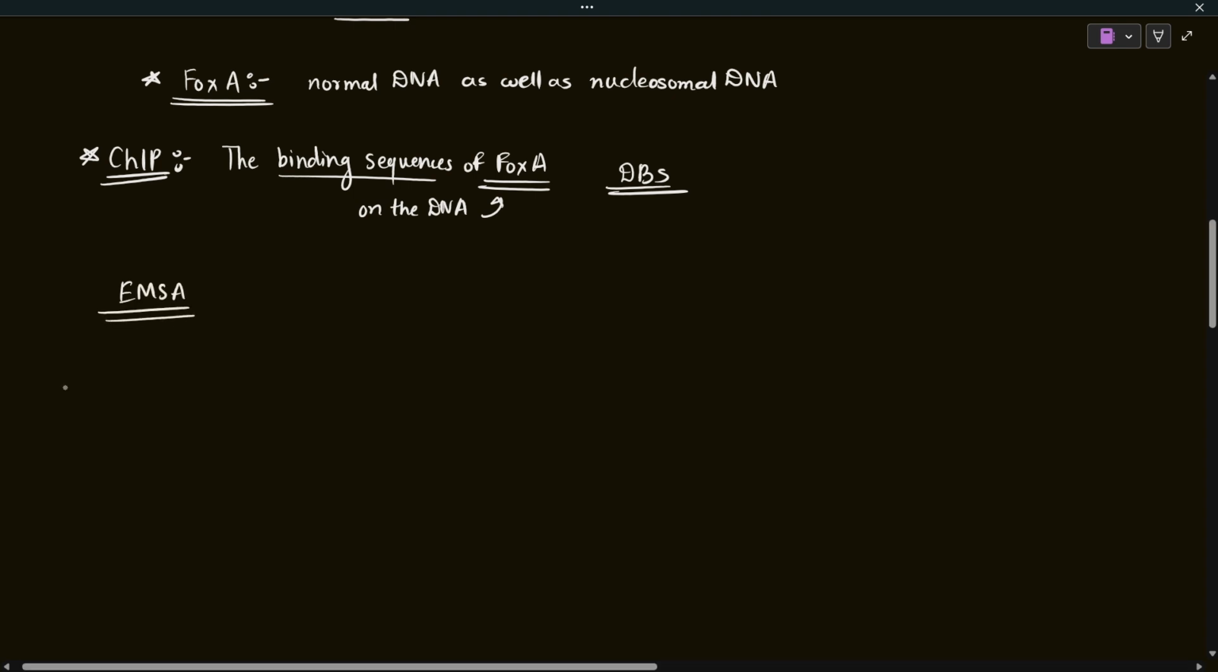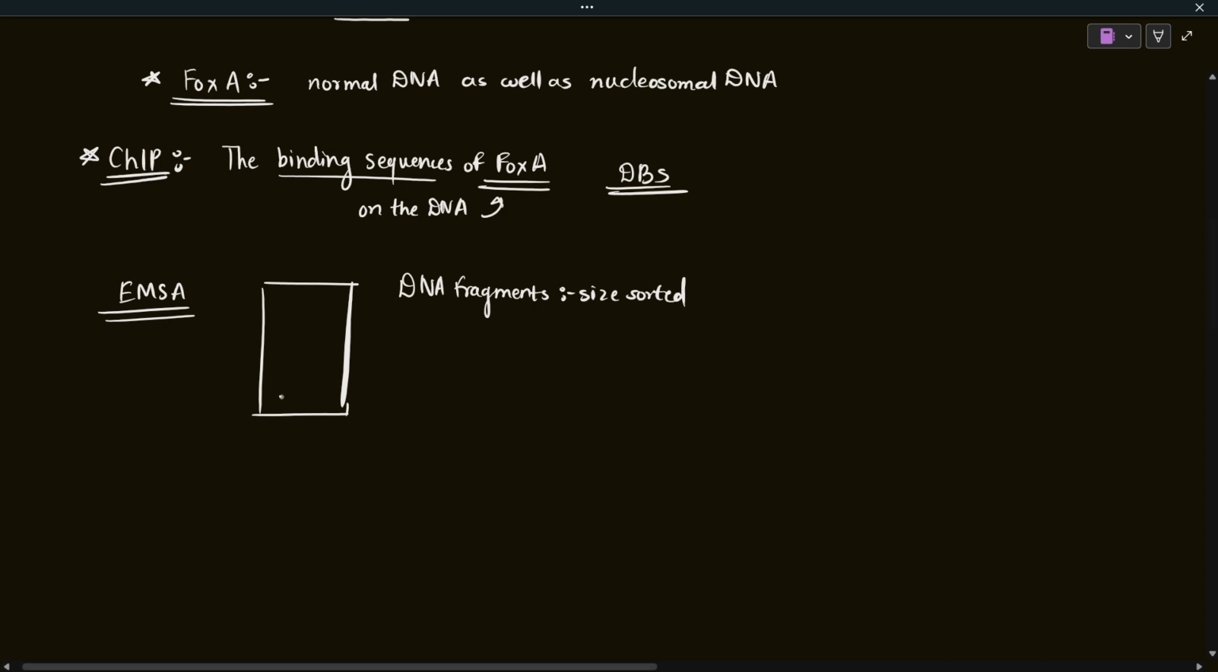EMSA is electrophoretic mobility shift assay. What happens in the gel is that when you run DNA fragments, they are size sorted. The smaller fragment will be seen here, while the larger fragment will be seen here, right? You already know about this.